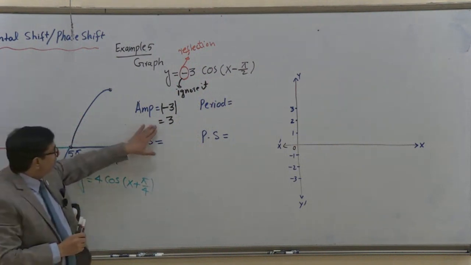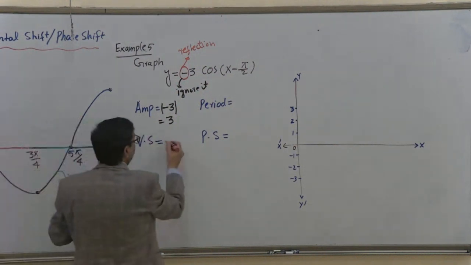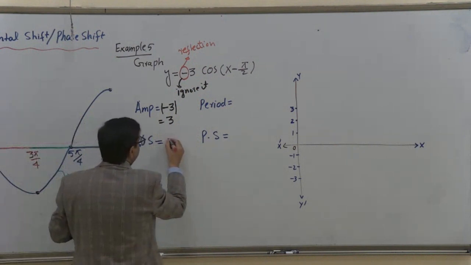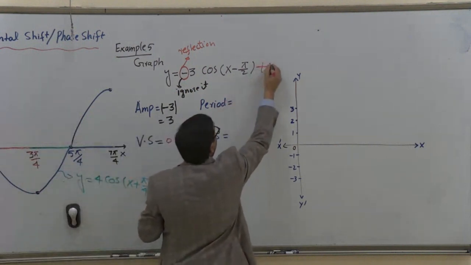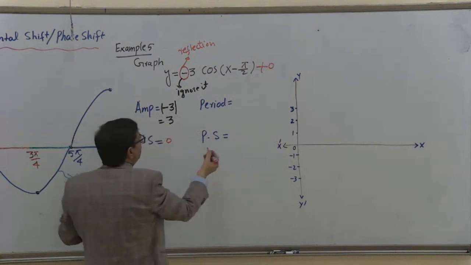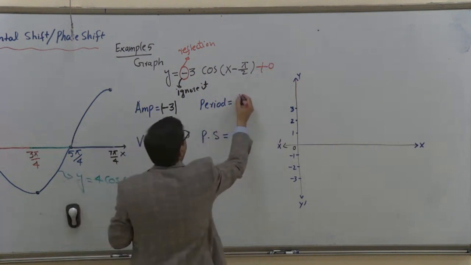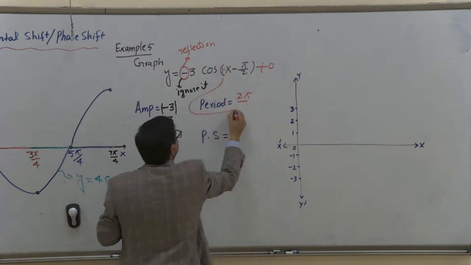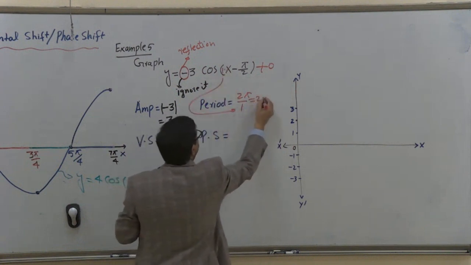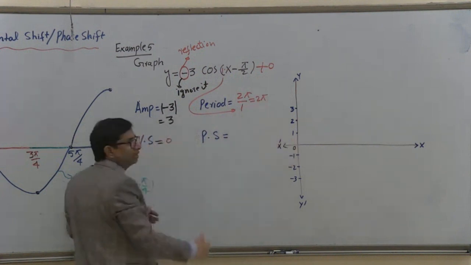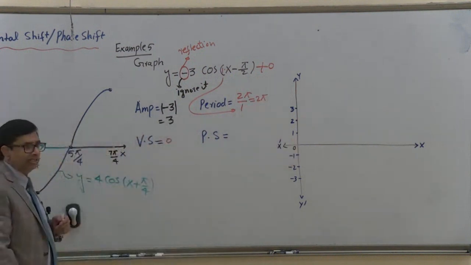Okay, amplitude is 3 and vertical shift is how much? 0, because no number is added. So vertical shift is 0. Phase shift, and first we write the period. Period is 2 pi over this coefficient. Take this coefficient, 1. So period is 2 pi. Period means length of the graph along x-axis.